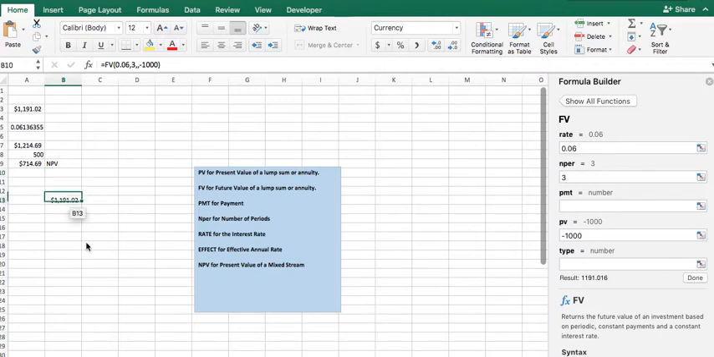So let's say we want to rework the problem and see what the difference is for a more frequently compounded interest rate. So one thing that we could do is just simply delete the 6%.